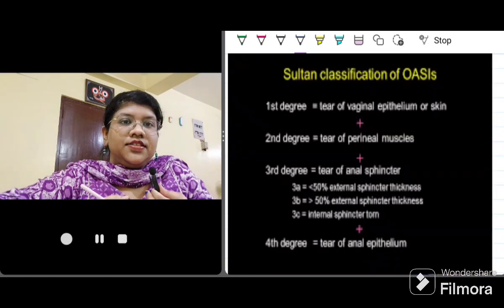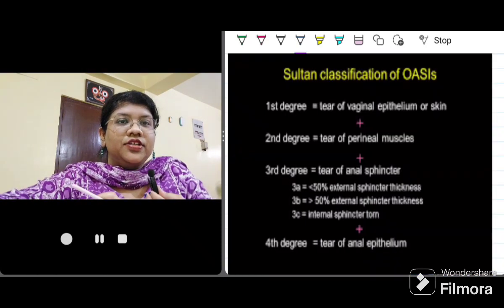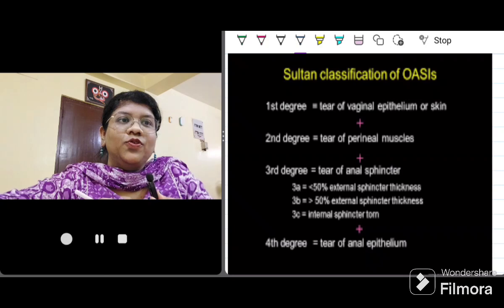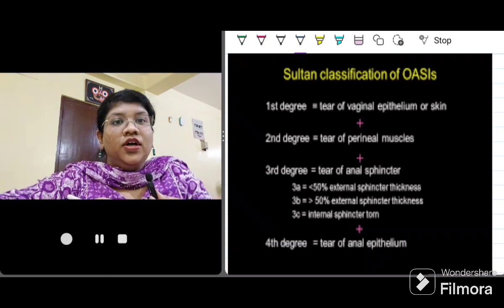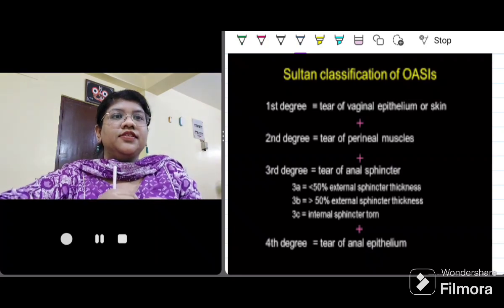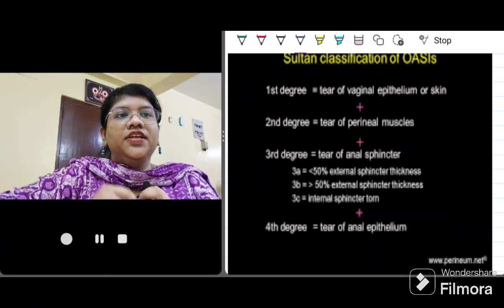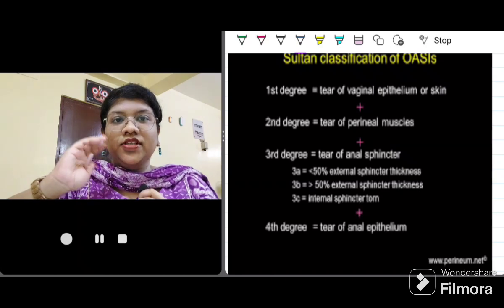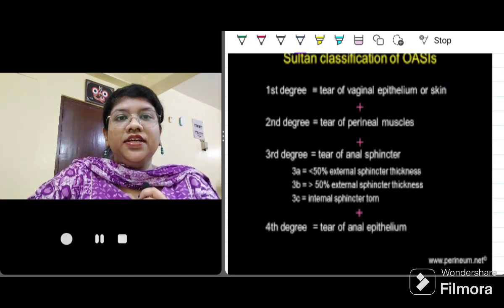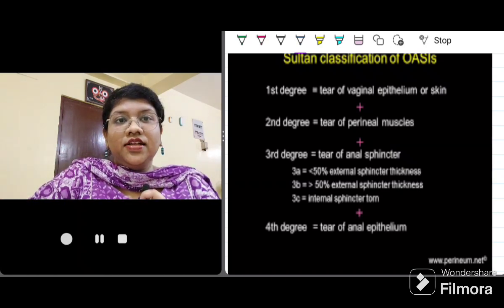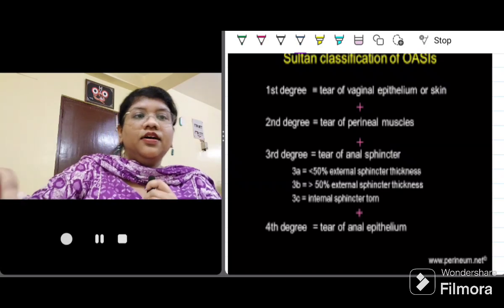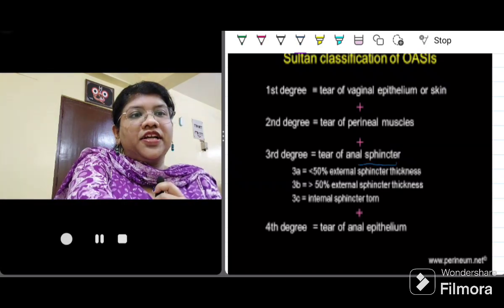So let's learn in depth about this classification. It is known as the Sultan classification of OASIS, named after Sir Sultan, who is a pioneer in studying it and has given great contribution in the field of OASIS. So as you can see, first degree means only the vaginal epithelium or the skin is involved. Second degree means along with that the perineal muscles are cut. Third degree is the tear of the anal sphincter.